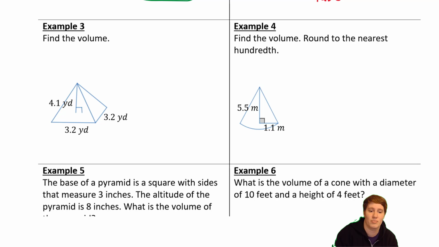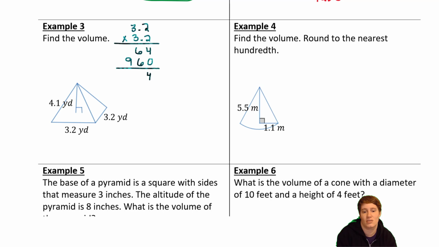So the area of the base of this, which is a square, is 3.2 times 3.2. So that'd be for placeholder, 3 times 2 is 6, and 3 times 3 is 9. So this gives us 4, 12, 10. So 10.24. We're going to take that 10.24 and put it into our formula for the area of the base. So 10.24 times our height, which is 4.1, times 1/3.